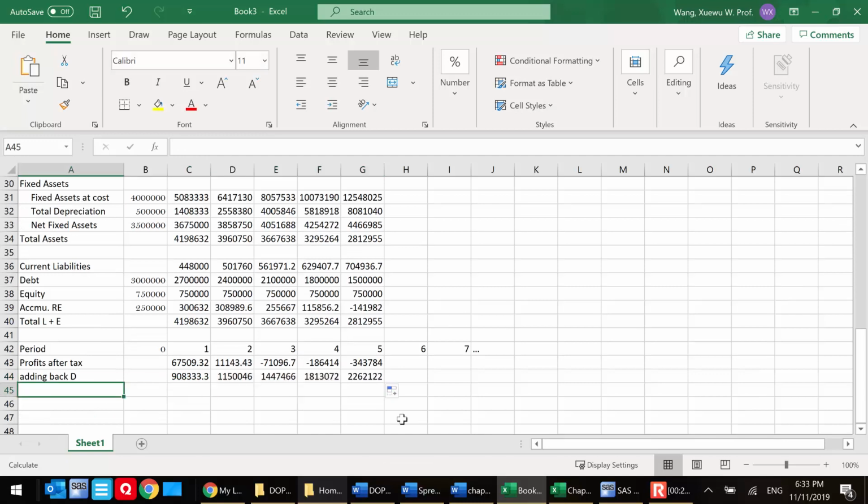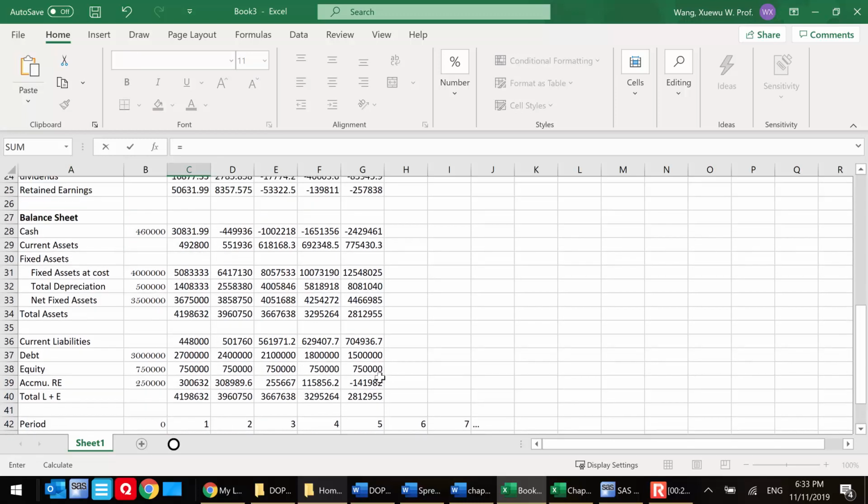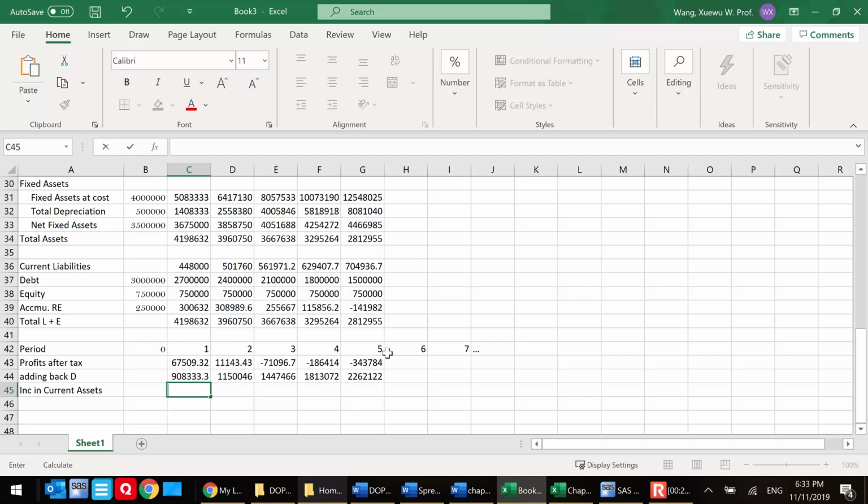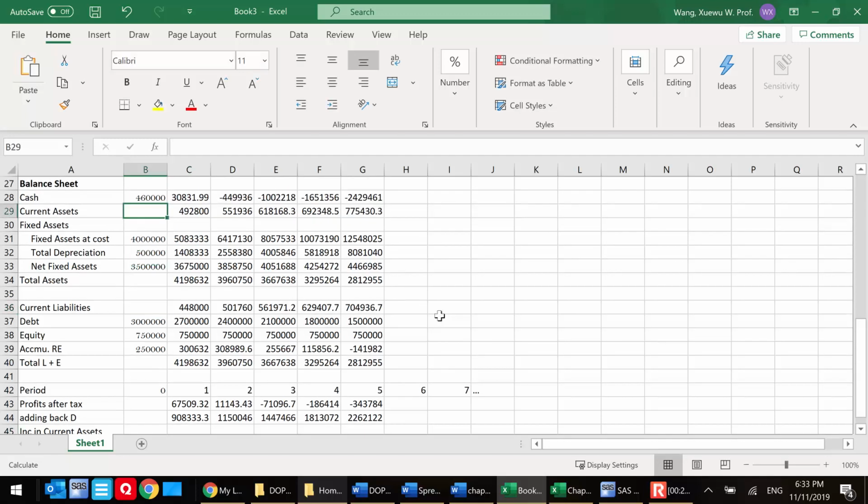And now I'm going to look at the increase in current assets, okay? So that's going to be current assets in year 1 minus current assets in year 0. So for that matter, I need to put back the current assets and the current liabilities for year 0 because I need to actually calculate the increase. All right, so current assets is this number here, okay? And let me paste this number. And the current liability is this number here.